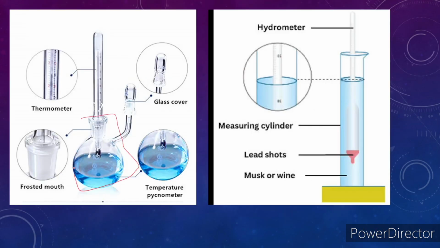This is a pycnometer and it is made up of glass. If you want to close this, there will be a stopper which fits it properly, and this is the thermometer, which allows you to determine the density of the liquid at a specific temperature.